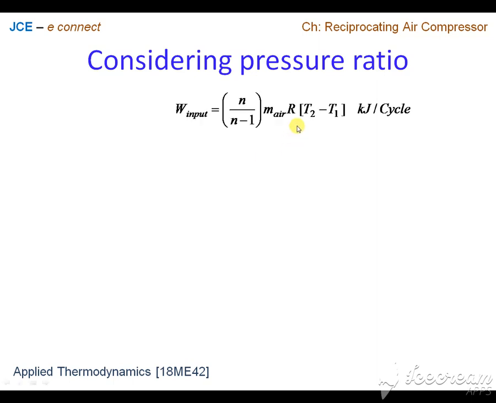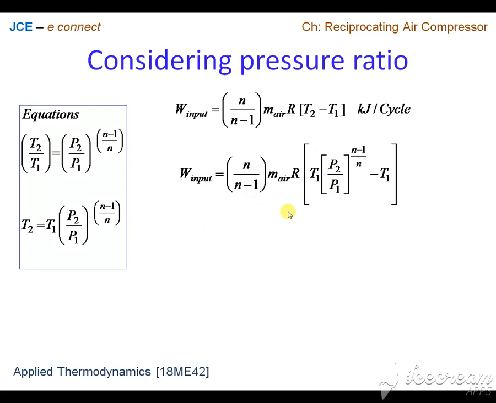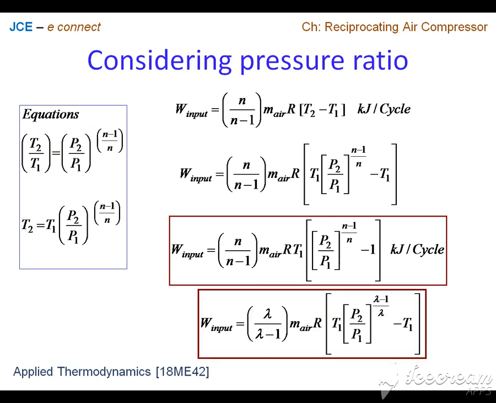And now expressing the same equation in terms of pressure ratio, we are going to replace T2 with P2 by P1 using these property relations, and the equation gets reduced to this form. Further, translating the same equation for the isentropic process, n has to be replaced by gamma, and then we get the final form of the equation of this kind. Therefore, these are the different forms of work done equations expressed in different property variables. So this can be used while solving the problems.